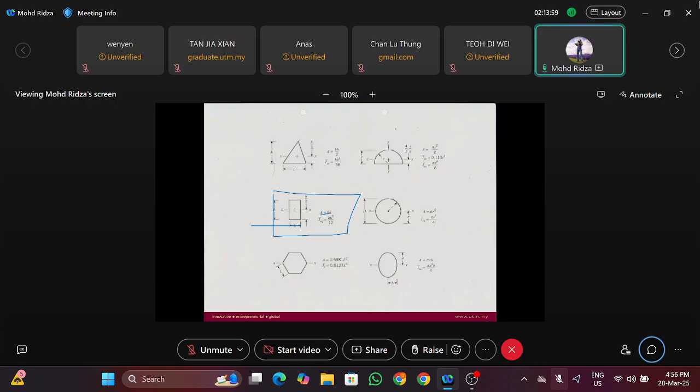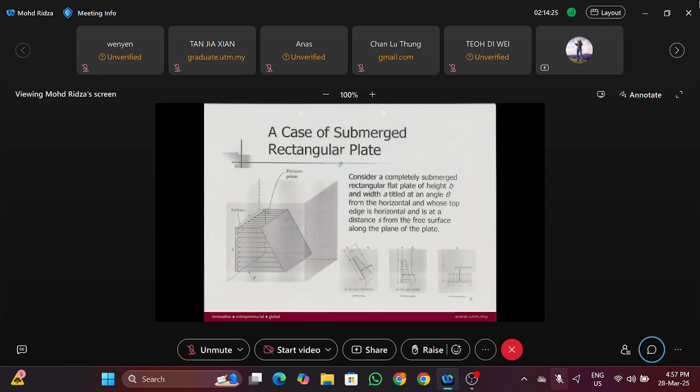If it's a triangle, the centroid is H over 3 from the top. The second moment of area is BH cubed over 36, where B is the width and H is the height. So you can get the second moment of area from this table, from this diagram.